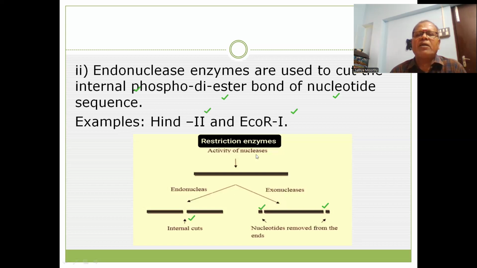Okay, see here, nucleases, one is exo, another is endo. Exo has the ability to cut the DNA or the nucleotide sequence in the peripheral region or the end. And endonucleases cut the DNA or RNA or the nucleotide sequence in the middle. This is called internal cut. This is called the external cut. So you should remember the examples for the exo and endonucleases.